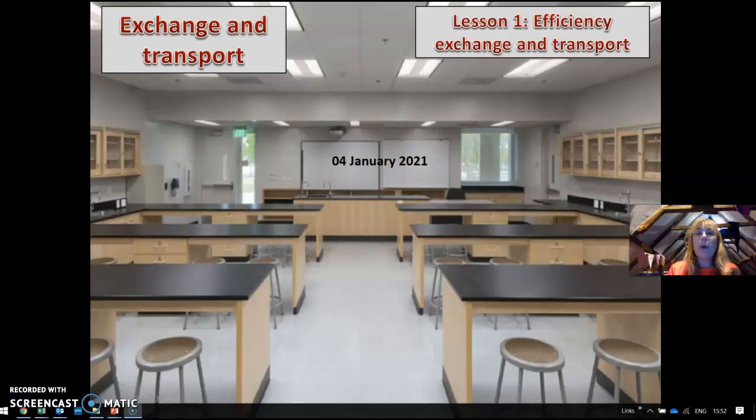So you might want to pause and write down the topic heading and today's lesson topic, efficiency, exchange, and transport, with today's date all beautifully underlined.